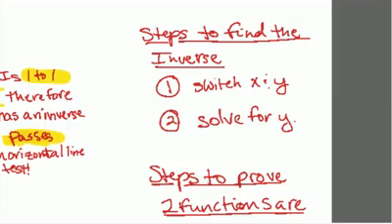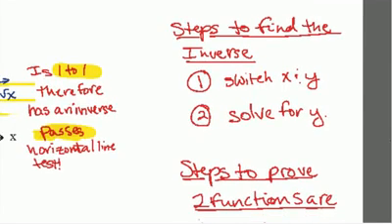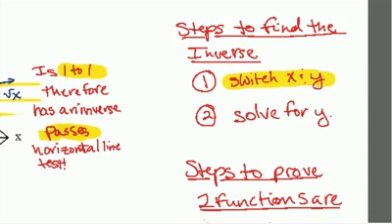Now let's look at the actual steps. What do I need to do to find an inverse? It's actually pretty straightforward. You switch the x and the y, and then you solve for y. Algebraically, whatever you've got to do, solving equations, you should be able to do that by now.